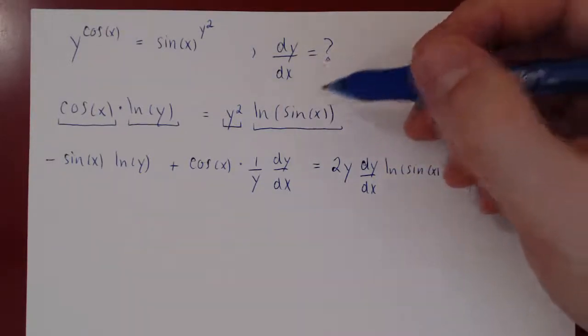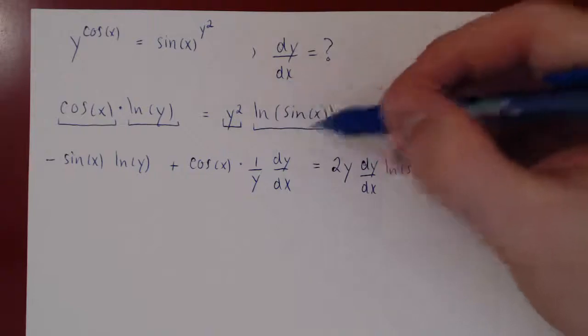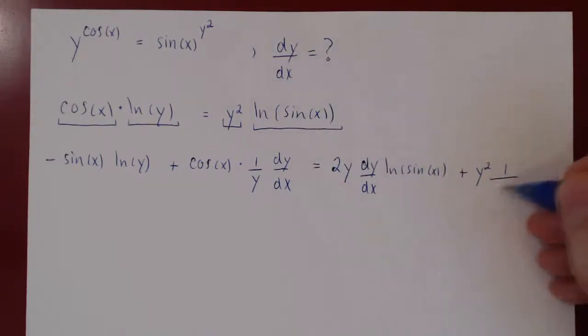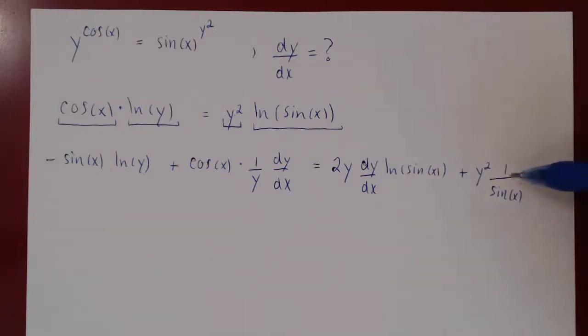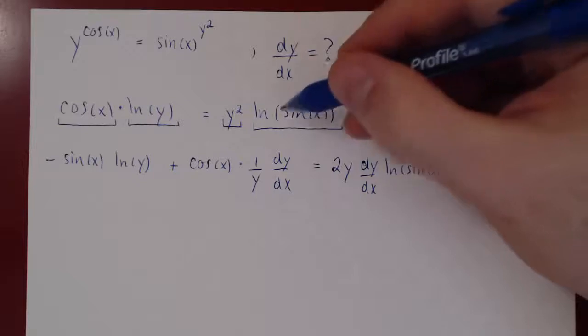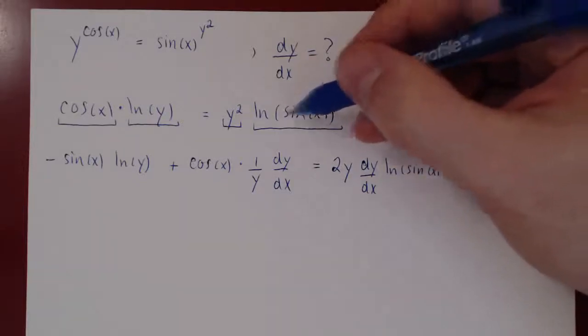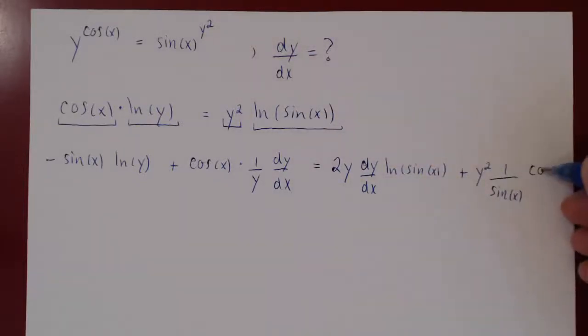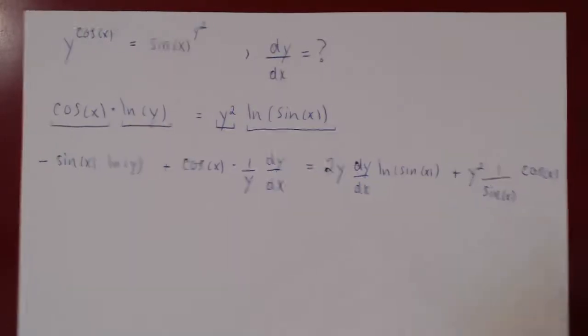So we use the chain rule here. The derivative of ln is 1 over what's inside, so 1 over sine of x. Chain rule, that is just the derivative of ln times the derivative of what's left over, which is sine of x. The derivative of sine is cosine of x. And now we have the derivative. So all that's left to do is solve for dy over dx.